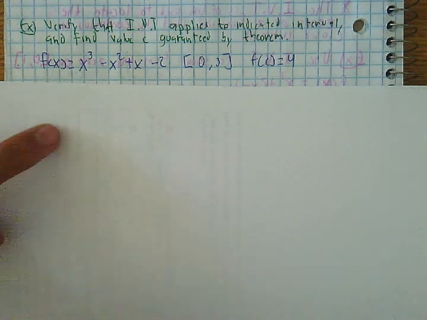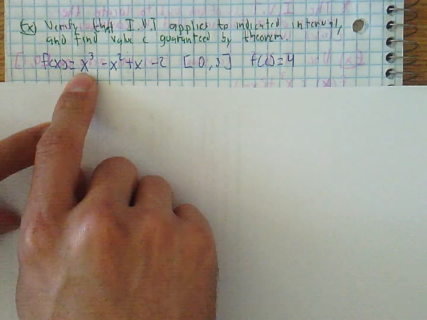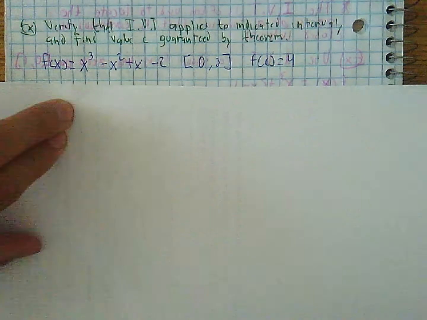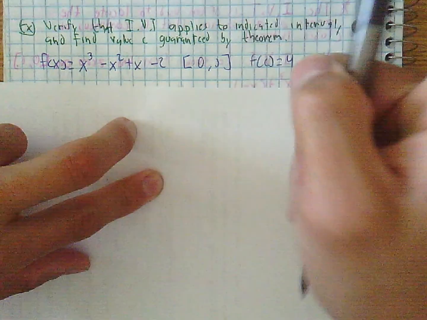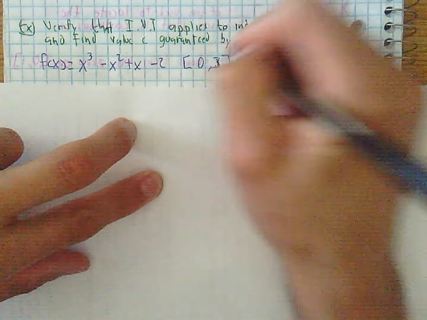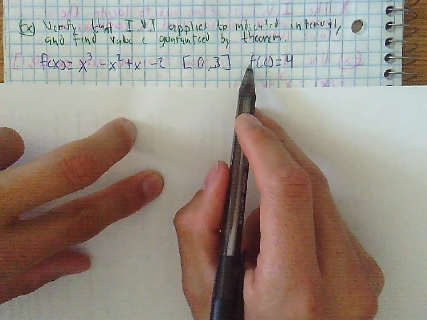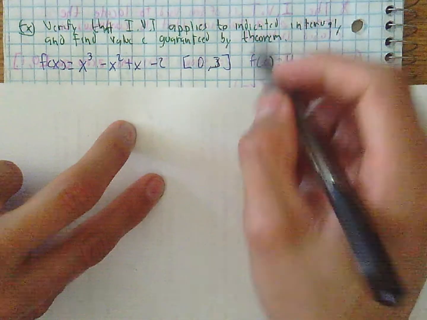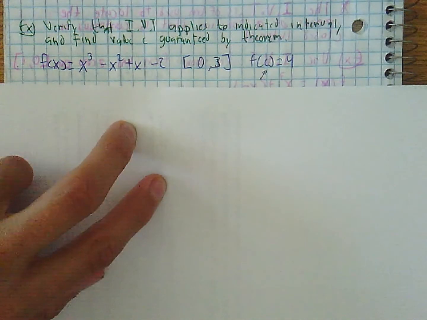Okay, so here's our function. We have x to the third power minus x squared plus x minus 2, on the interval from 0 to 3. Yes, that's a 3. Looks terrible, but that is a 3. Such that f of c equals 4. So if it does apply, we want to find out what that c value would be.